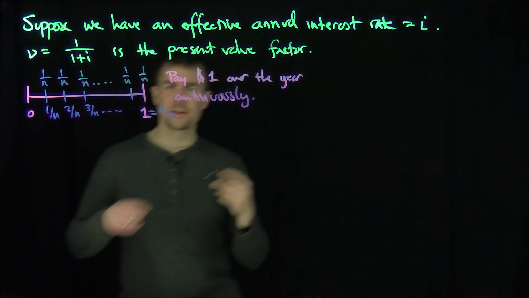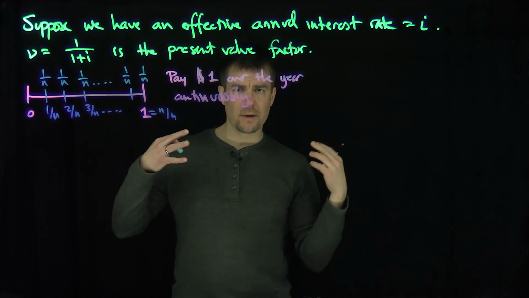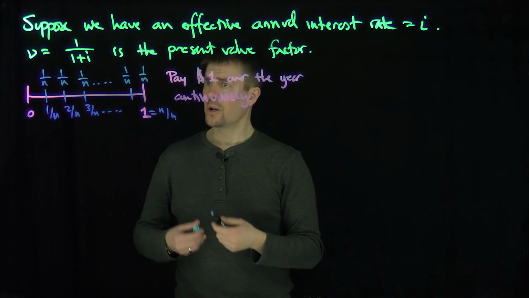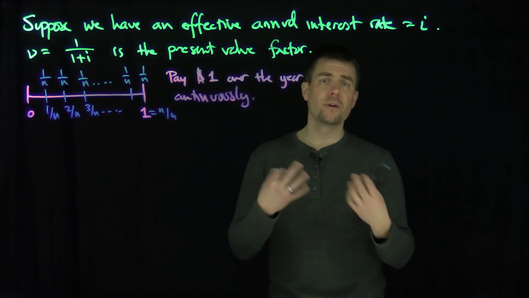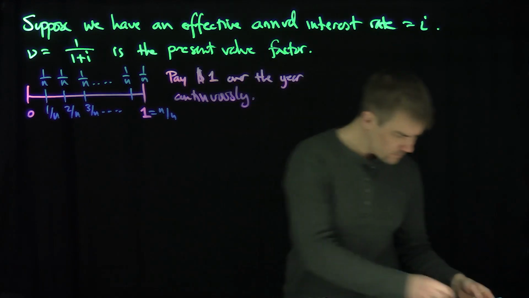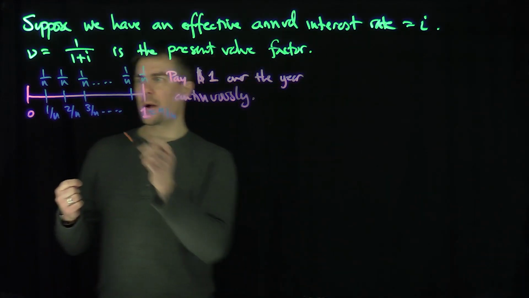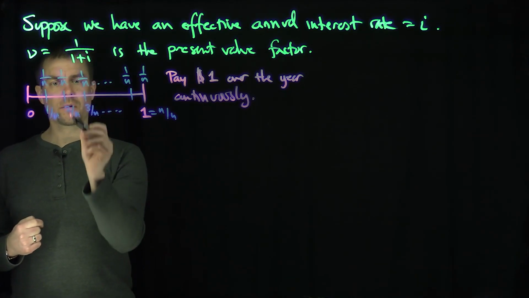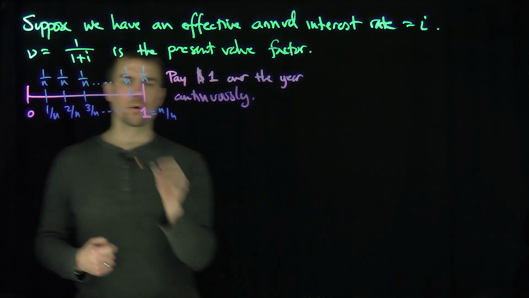And this is a very similar notion to the idea of an annuity that's paid nthly with a nominal rate of interest. But we want to at least get a sense of why the formula we get involves the force of interest. Okay, great. And so now, I'm going to pay 1 over n at time 1 over n, 1 over n at time 2 over n, 1 over n at time 3 over n, 1 over n at time n minus 1 over n, and 1 over n at time 1.